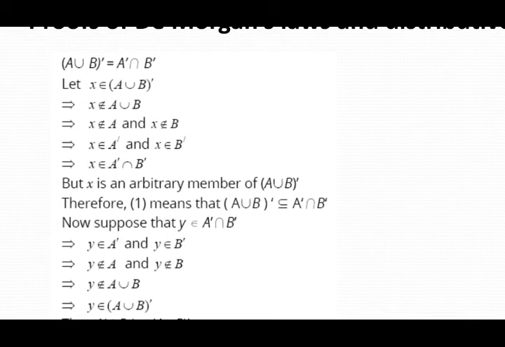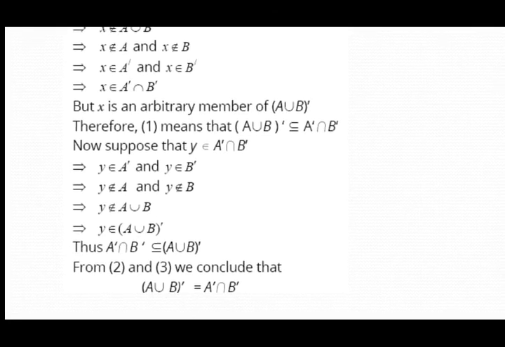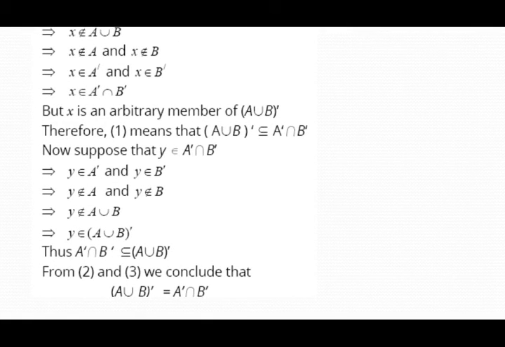If y belongs to A complement and B complement, it means y is not in A and y is not in B. If y is not in A and not in B, it means y is also not in A union B. It means y belongs to (A union B) complement. Then again, from the right hand side, we reach the left hand side, and the same condition, the right is a subset of the left hand side. If both conditions match, the result is (A union B) complement equals A complement intersection B complement, which is the required proof of De Morgan's law.